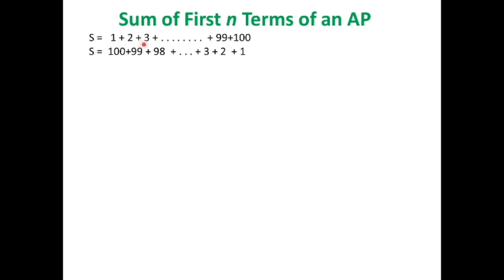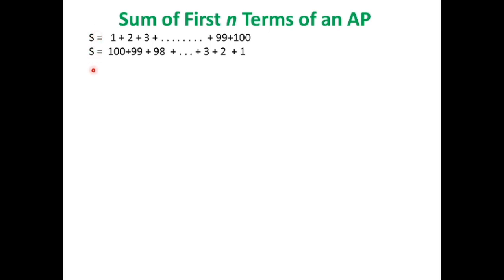Same values 1 plus 2 plus 3 up to 100, I wrote in reverse order by using the commutative property. Means 1 plus 2 plus 3 or 3 plus 2 plus 1 both are the same. So I wrote this is also S value only. I wrote the same thing in reverse, 100 plus 99 plus 98 plus up to 3 plus 2 plus 1. Is it clear?